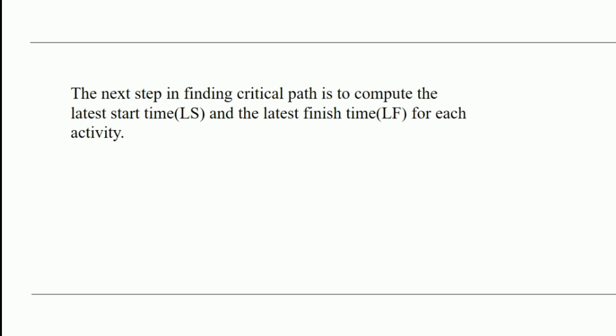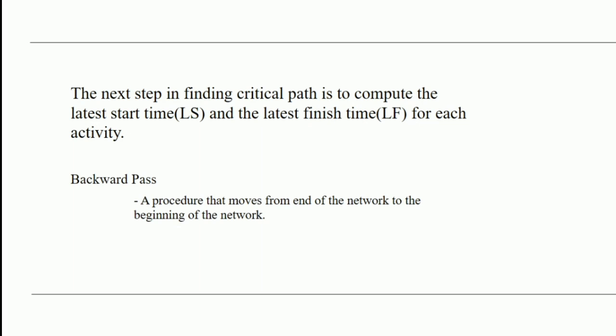So the next step in finding the critical path is to compute the latest start time and latest finish time for each activity. We do this by making a backward pass through the network, that is, starting at the finish and working backward to the start. Backward pass is a procedure that moves from the end of the network to the beginning of the network. It is used in determining the latest finish and start times.